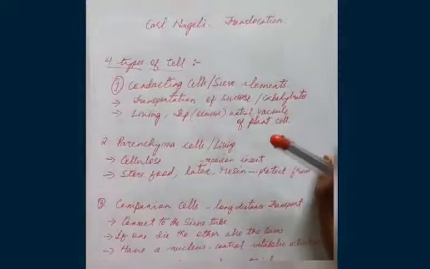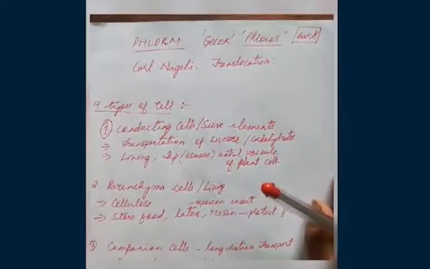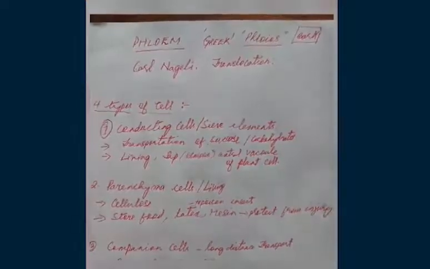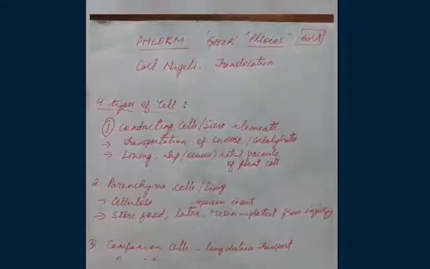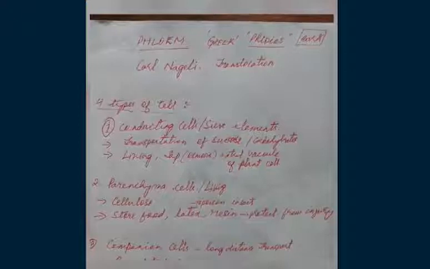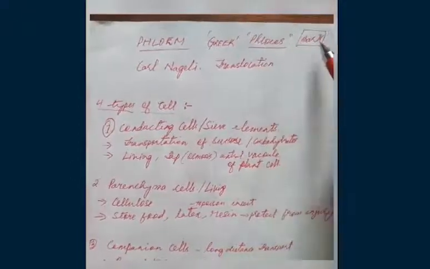Hello guys, in the previous class I explained two different types of plant tissues, that is the xylem and the phloem. I explained the function of xylem and the meaning of xylem. Xylem means a tree, xylon. And now we are going to study about phloem. Phloem comes from the Greek word phloios, which means bark.